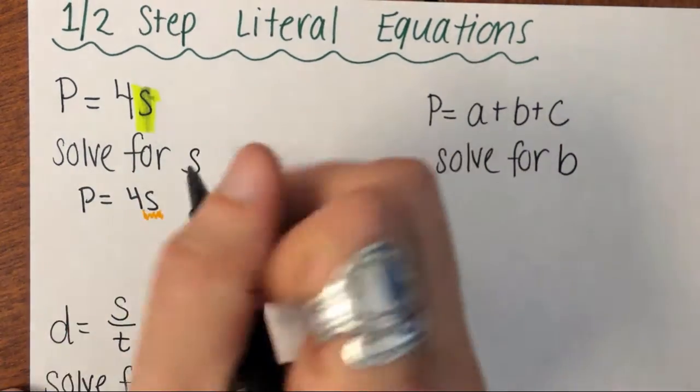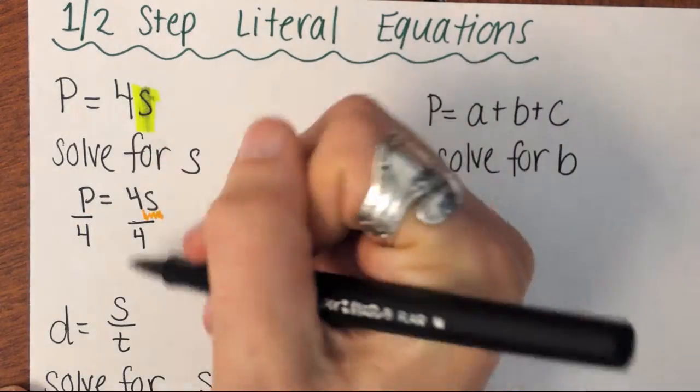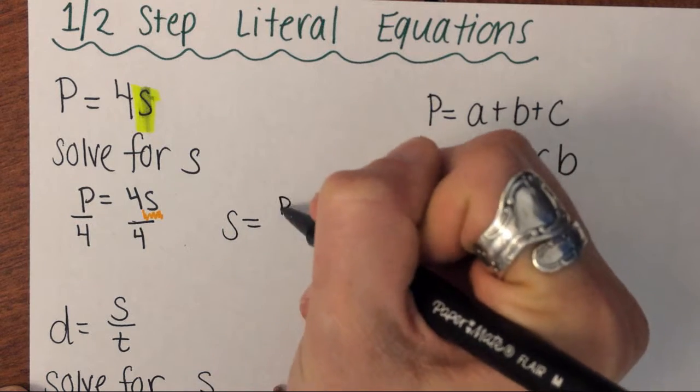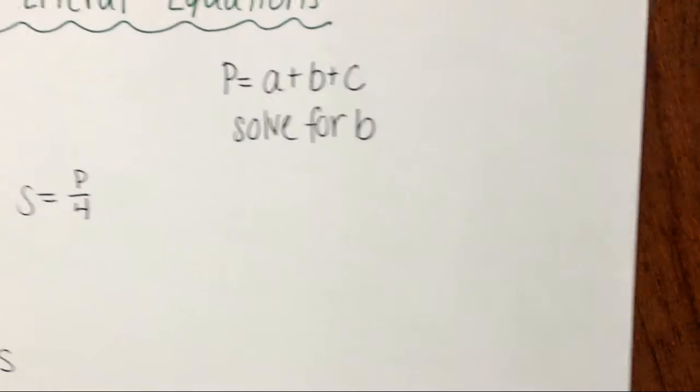If we're trying to isolate the s, we would divide by 4, divide by 4. 4 divided by 4 is 1, so we would end up with s is equal to p divided by 4, or 1s, which of course is the same as s. So that would be for the first one step.